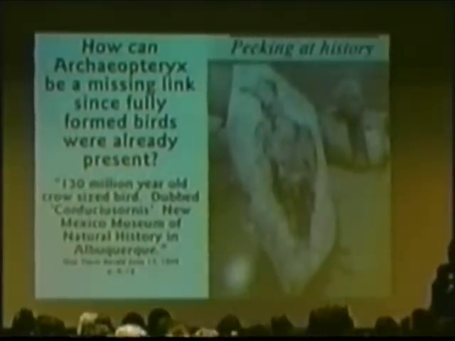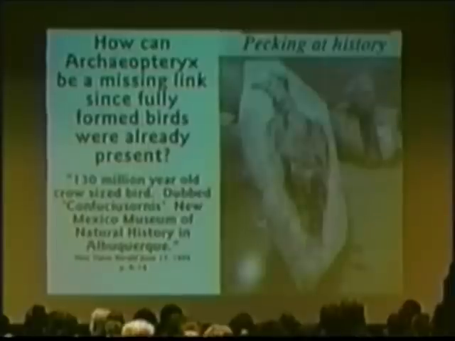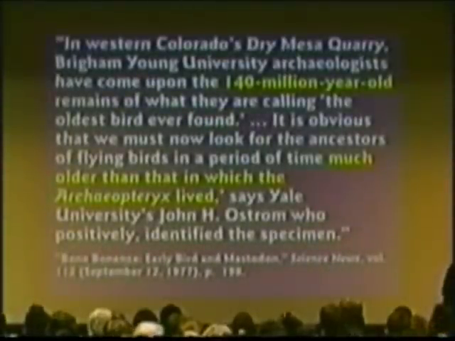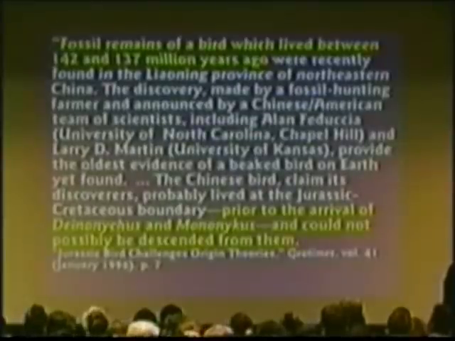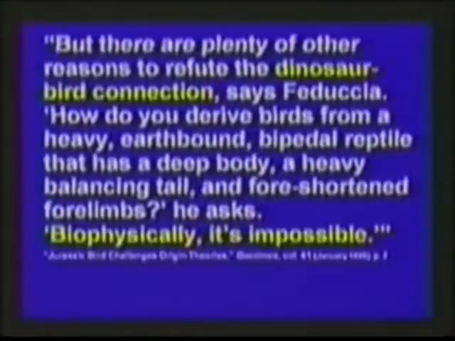Archaeopteryx, and none of these can be missing links, fully formed birds are found in rock layers dated by the evolutionists at 130 million years old. How could they evolve from dinosaurs? Dinosaurs lived and died, according to their theory, 65 million years ago. There are 140 million year old birds found, much older than Archaeopteryx. Fossil remains of a bird 142 to 137 million years old, so it could not possibly be a descendant.